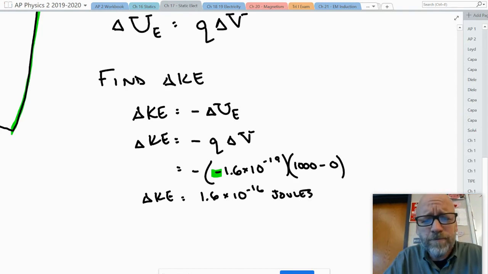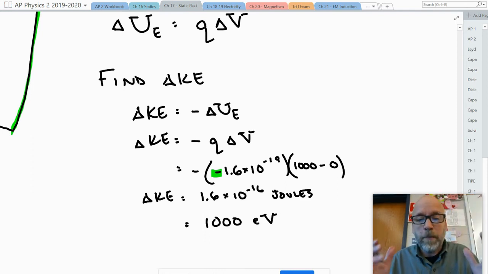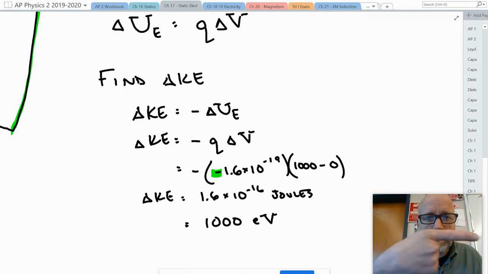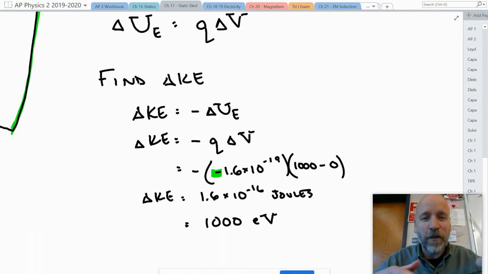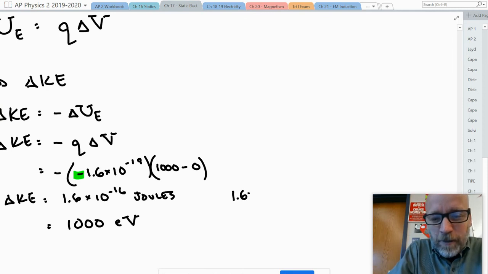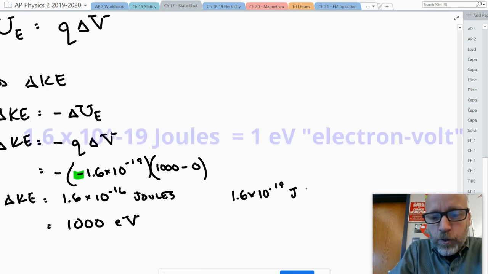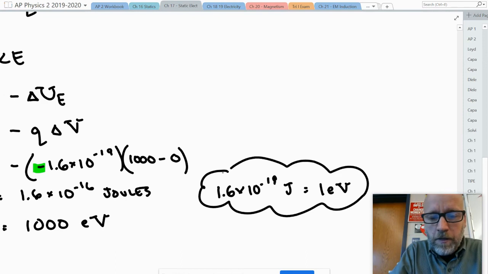Do you know what else it's equal to? What other unit of energy? It would also be equal to 1,000 electron volts, because the electron volt is, by definition, the amount of energy an electron has when it's accelerated across 1 volt. So if it was accelerated across 1,000 volts, how much energy? That's right, 1,000. Just a reminder, 1.6 times 10 to the negative 19 joules equals 1 electron volt.